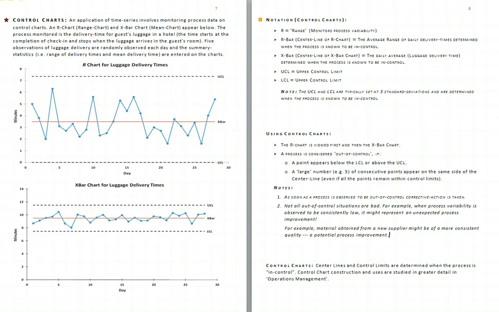A process is also considered out of control when 5 consecutive observations appear on one side of a center line. Whenever a process is deemed out of control, appropriate action is taken immediately. This will complete this screencast.